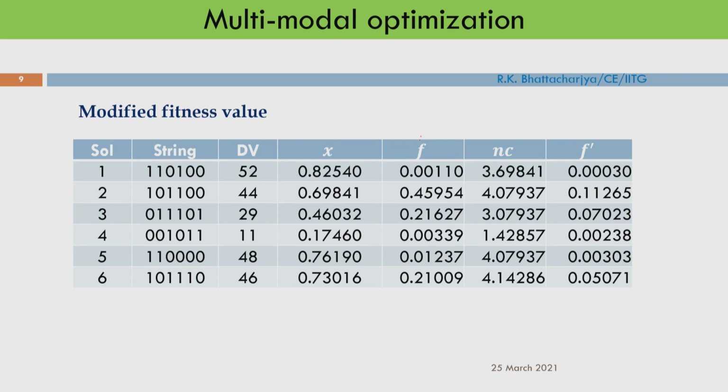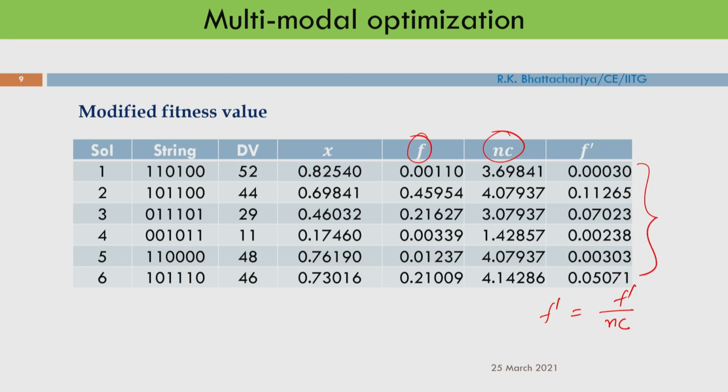The next step is to get the modified fitness value. So, what will I do? I have already calculated the fitness value. This is the actual fitness value of the solution, and I am also calculating the niche count, and now I am calculating the modified fitness value. That is equal to the original fitness value divided by NC. So, these are the reduced fitness values.